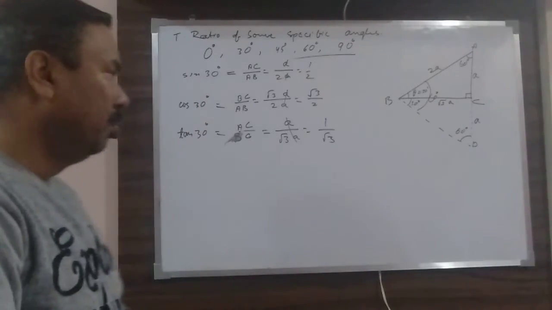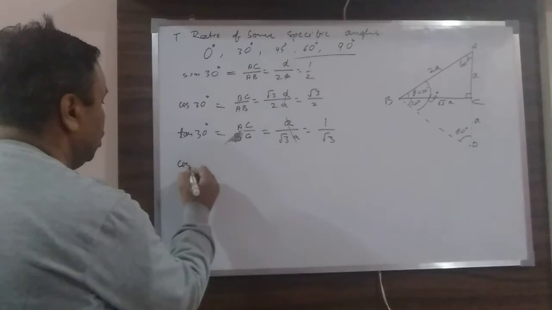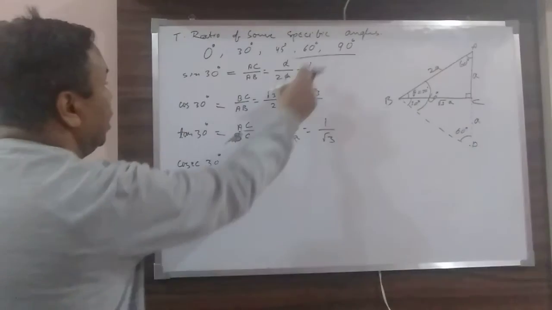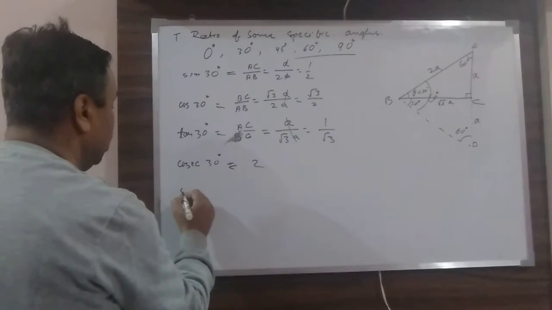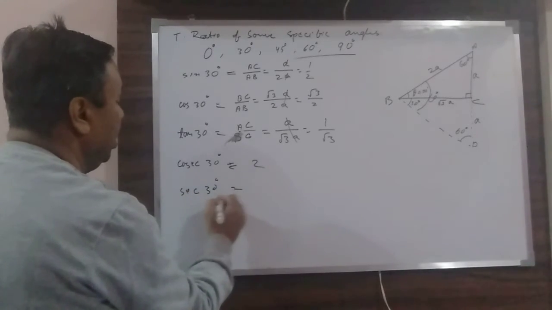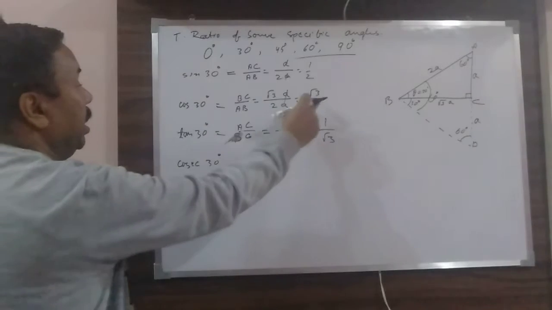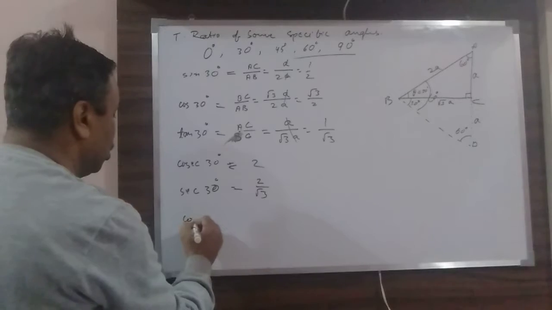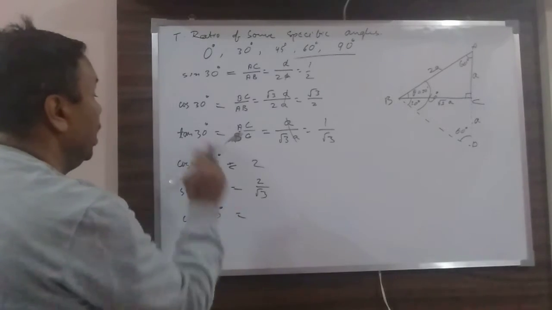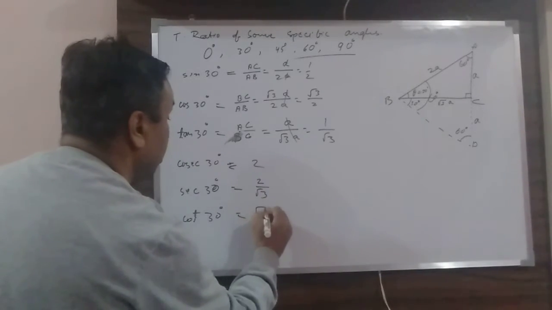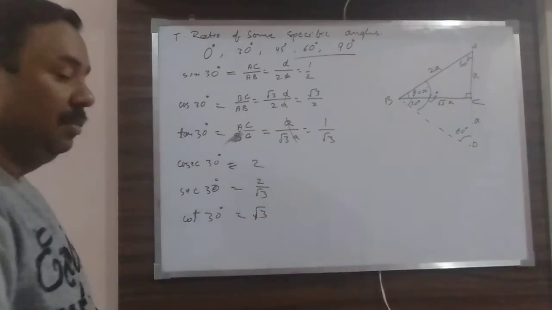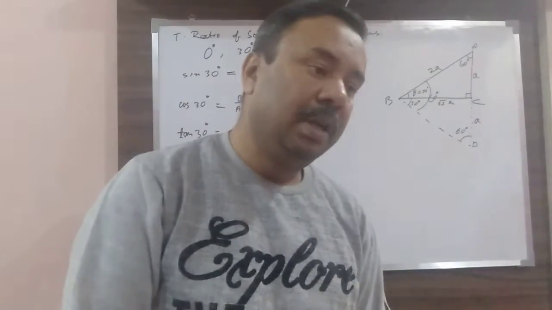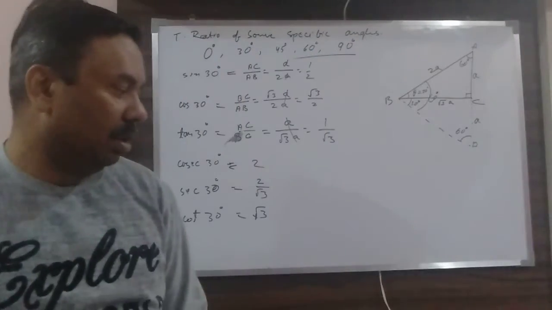Now the reciprocals, that is cosec 30 degree, this will be equal to reciprocal of sine 30 degree, that means 2. Then sec 30 degree, that will be reciprocal of cos 30 degree, so it will be 2 by root 3. And cot 30 degree, that will be reciprocal of tan 30 degree, so it will be root 3. So this is all that we get for 30 degree angle.